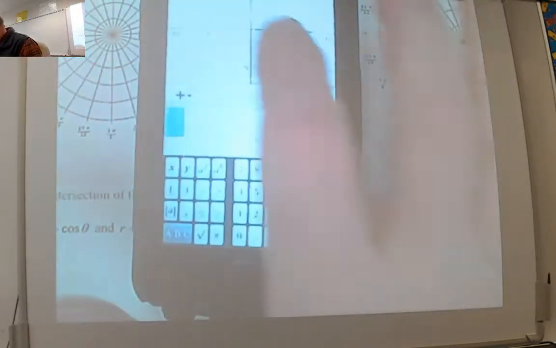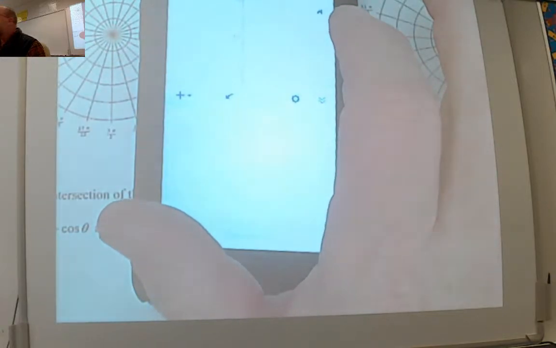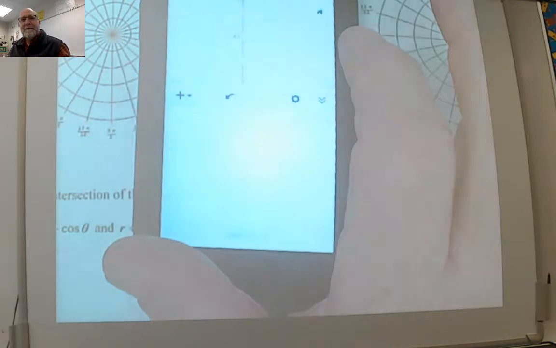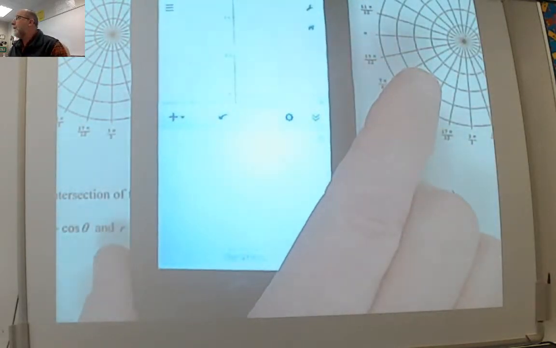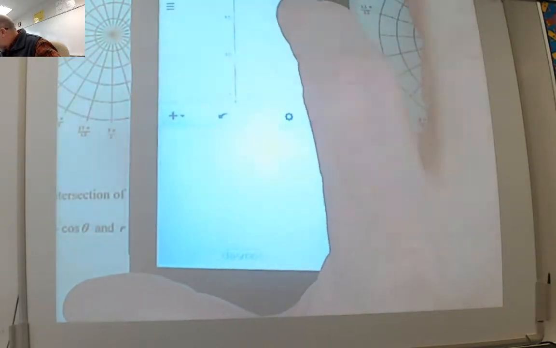Okay, so one of the things you can do with this, what? No freaking way, dude. Sponsor? What? Sponsored by Desmos. Yeah, okay, I don't have a sponsor, but that's a great idea.